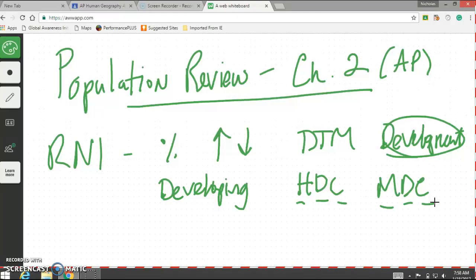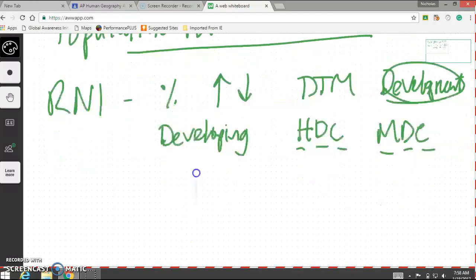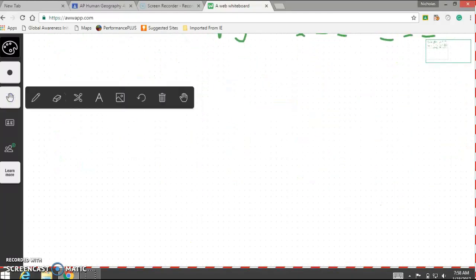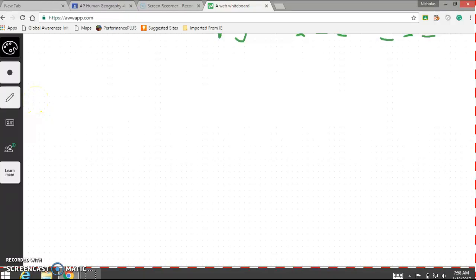So let's start to get into the demographic transition, because this is a place that I know we struggled with in class, just trying to understand different stages of the DTM and why we go through.